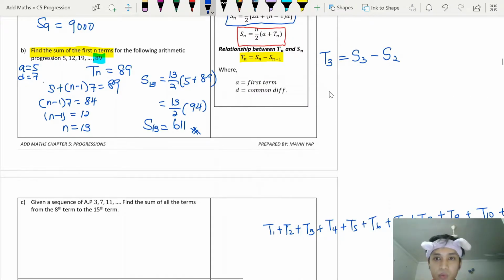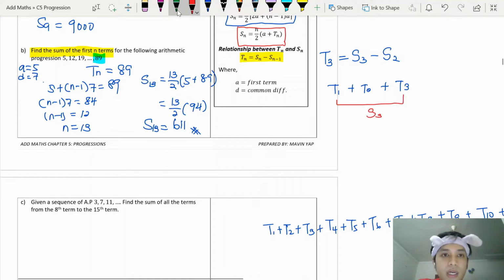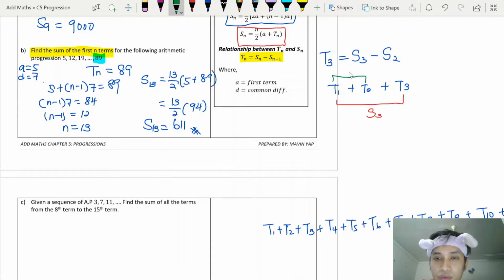What we are going to do is write out T1 plus T2 plus T3. If I want to know the value of my third term, we take the total of these 3, minus off the total of these 2. So this whole thing minus off these 2, we are left with this one, right? So that is the meaning of this formula here. This is the relationship between the number of terms and the sum of terms.